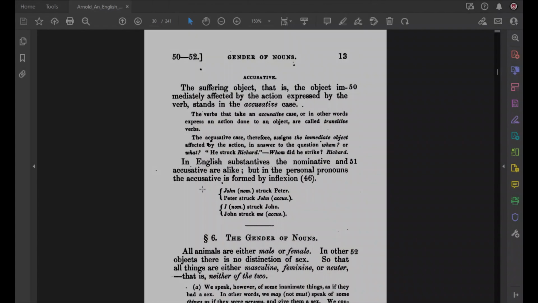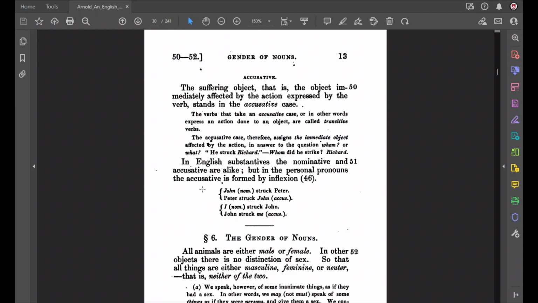Let's go back to our text. The suffering object, that is, the object immediately affected by the action expressed by the verb, stands in the accusative case. Verbs that take an accusative case, or in other words, verbs that express an action done to an object, are called transitive verbs. Transitive verbs. The accusative case, therefore, assigns the immediate object affected by the action in answer to the question whom or what. He struck Richard. Whom did he strike? Richard. The answer to the question whom or what is the accusative case.